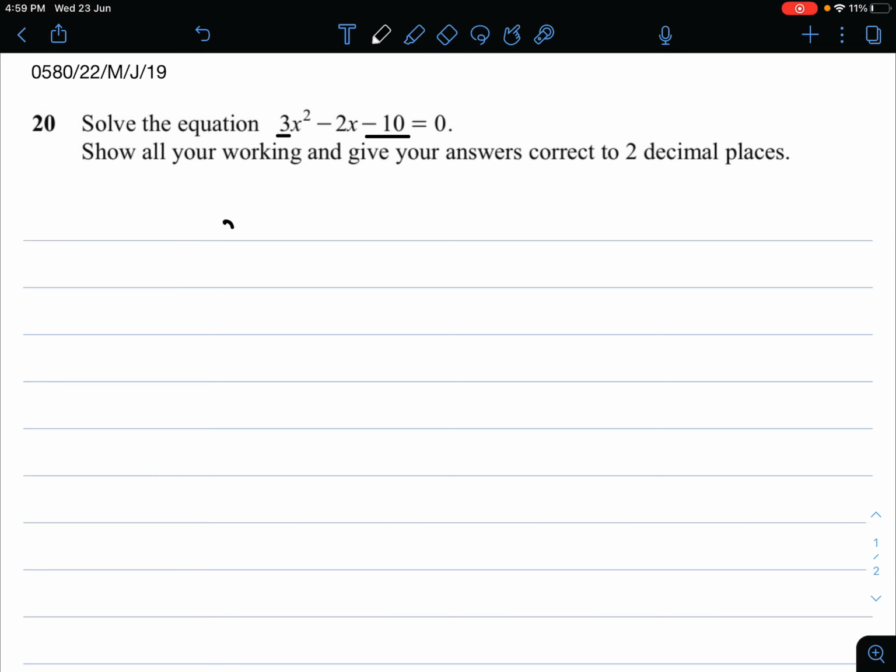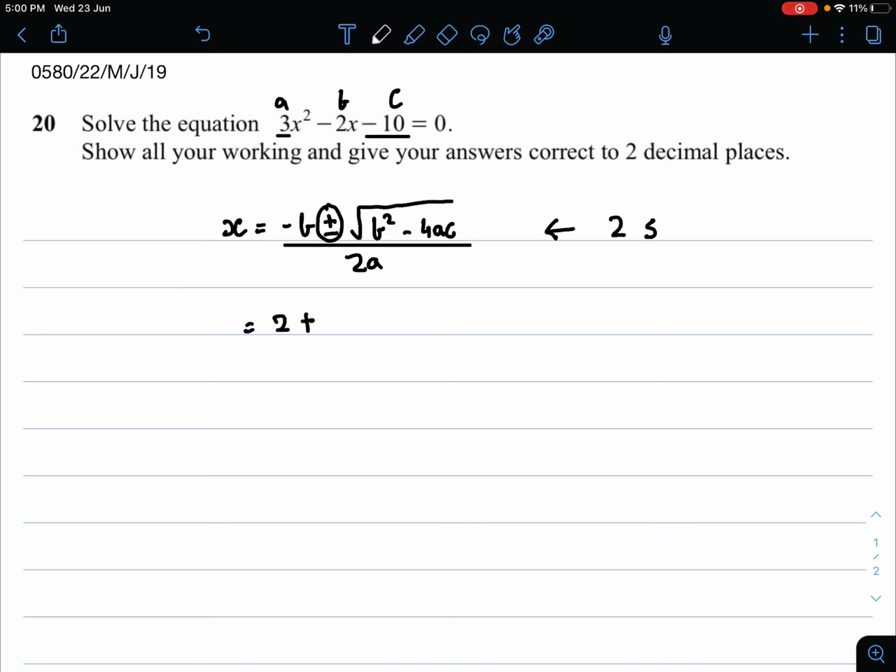So that formula is x equals minus b plus or minus the whole root of b² minus 4ac, whole thing divided by 2a. So let's go ahead and solve this. You have your a term as 3, your b term as minus 2, and your c term as minus 10. So minus b would be minus of minus 2, which is 2, plus, so this plus or minus means there are 2 scenarios.